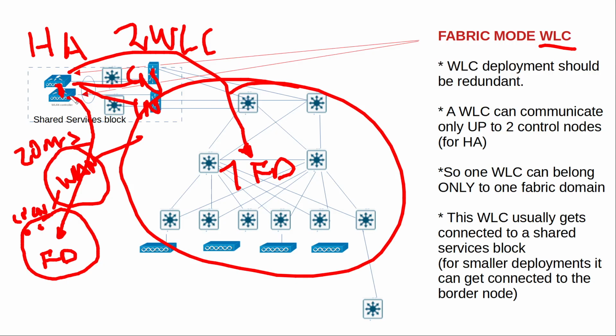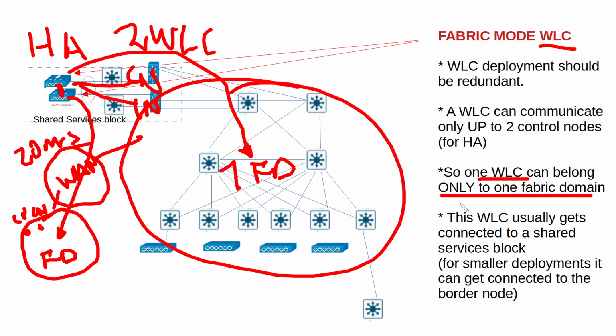But you have the limitation of only being able to set up a primary control node and a backup control node for your wireless LAN controllers. So one set of wireless LAN controllers can belong only to one fabric domain.